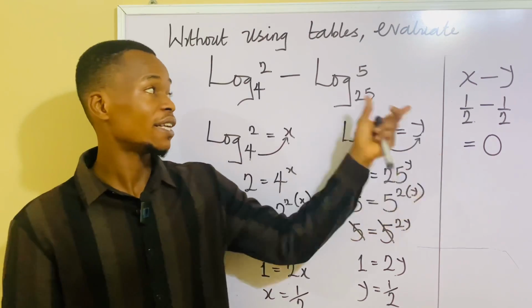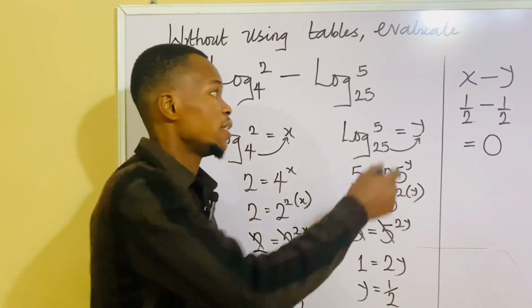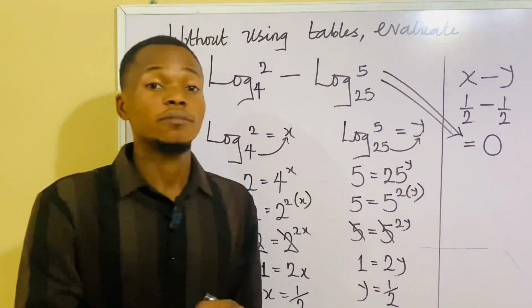0. So finally, the answer for log 2 to base 4 minus log 5 to base 25 is equal to 0. That is it. Easy.